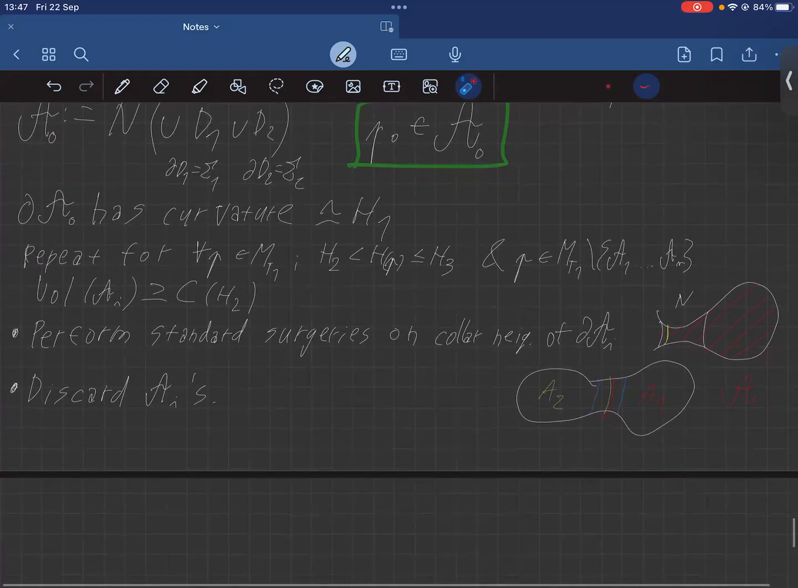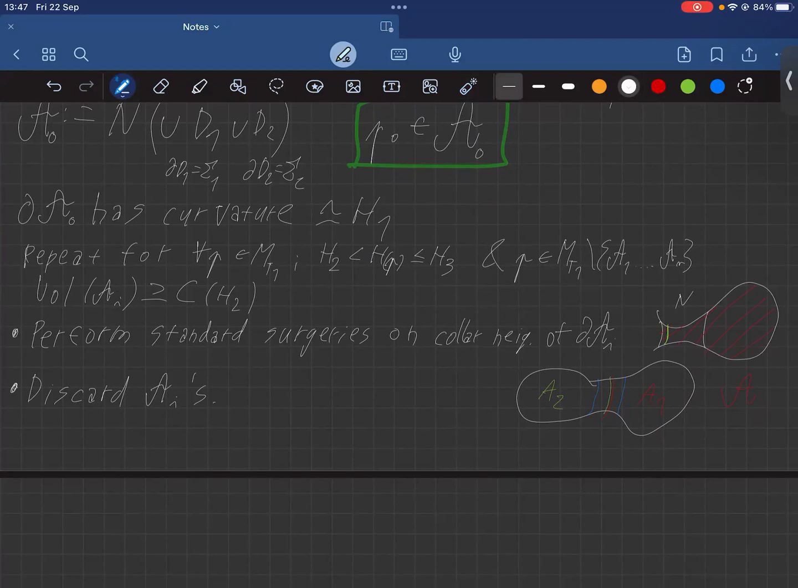And furthermore, since there is a difference between H2 and H3, there exists an estimate: there exists a constant C, which depends on n, H2, and H3, such that the difference between surgery times is bounded from below by this constant.